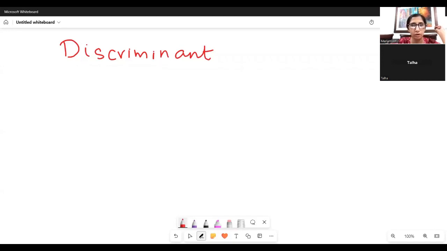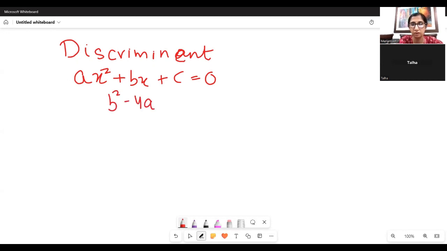So today we're talking about properties of the discriminant in a quadratic equation. A general form of a quadratic equation is ax square plus bx plus c equals 0, right? And the discriminant is what? B square minus 4ac. This comes from the quadratic formula.